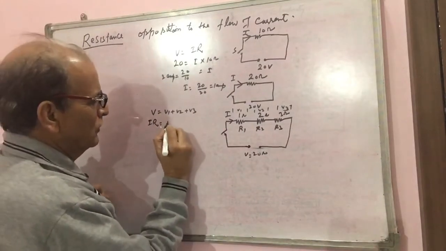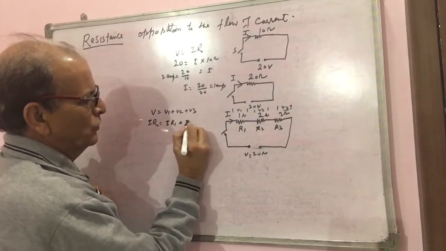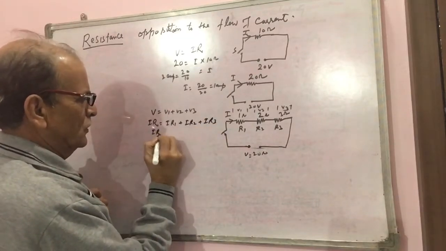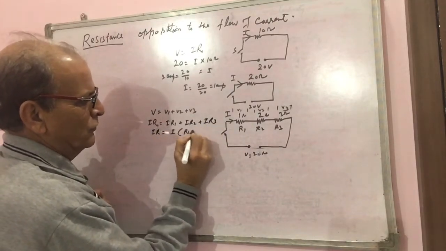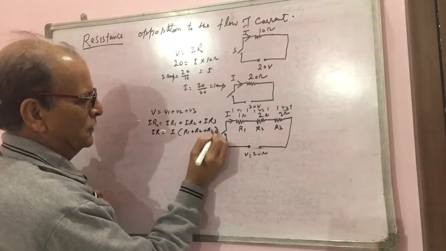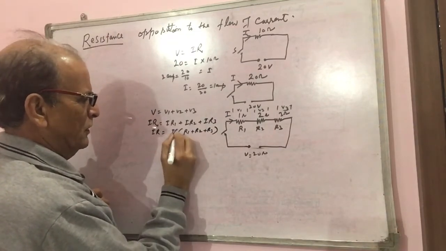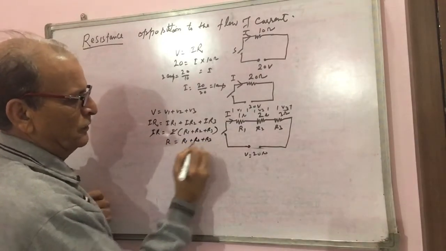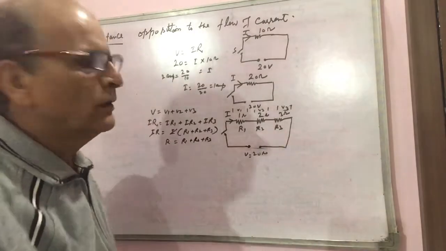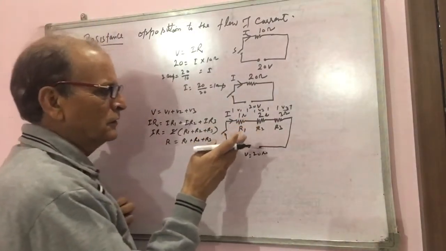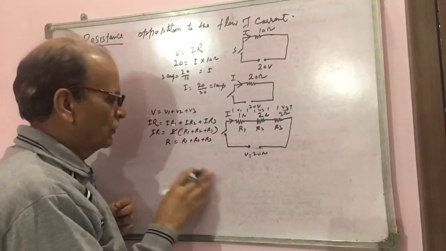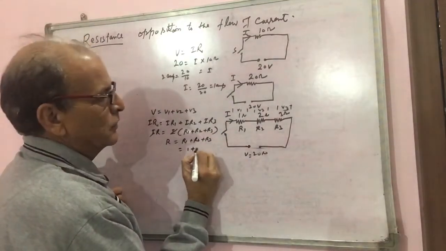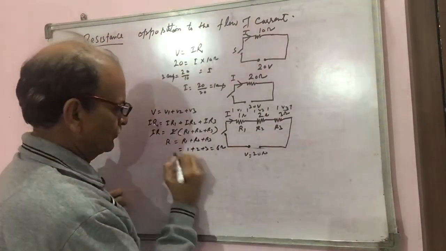Now what is V1? It is IR1, V2 is IR2, V3 is IR3. So take I common, we have R1 plus R2 plus R3, I will cancel, and R is equal to R1 plus R2 plus R3. So when resistances are connected in series, their total value is equal to the sum of the individual resistances. That will be 1 plus 2 plus 3, 6 ohm.